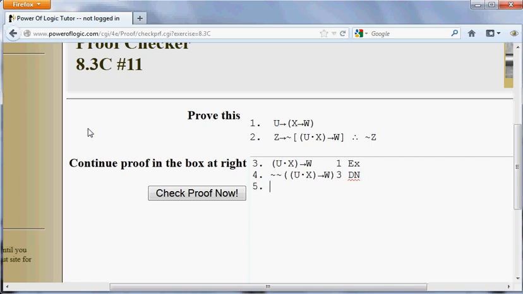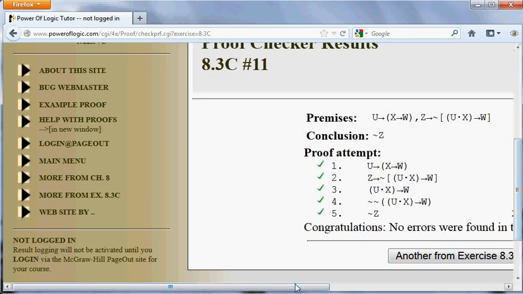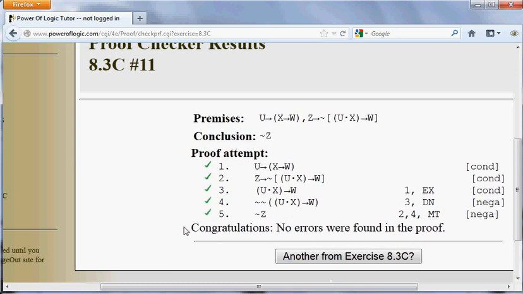Now, line 4 is the negation of the consequent of line 2, and I could get not Z by the modus tollens that I was talking about. That's going to be 2, 4 modus tollens. If I check this proof, hopefully it's going to say congratulations. The congratulations here tells us that it's not only correct so far as it goes, but it's also a complete proof, a correct proof of the conclusion.